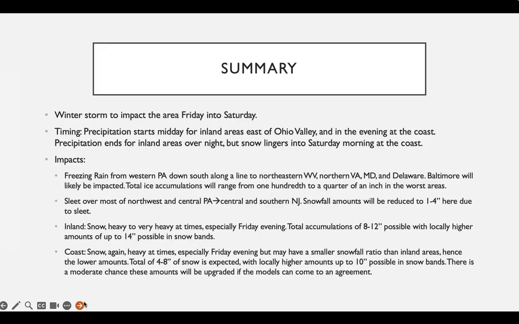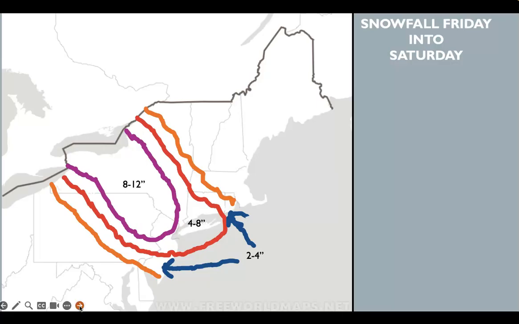in those snow bands. And the coast, I want to go higher, but I can't do that yet. So I'm going to go with a total of 4 to 8 inches with locally higher amounts of up to 10 inches possible in snow bands. There is a moderate chance that these amounts will be upgraded. And here is a map that shows my prediction. So you can see here. I'll leave it up for just a couple more seconds, but this is the map.